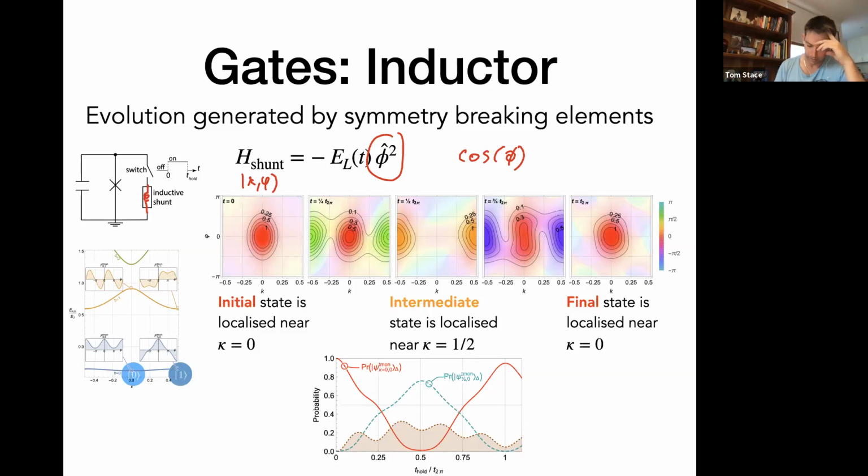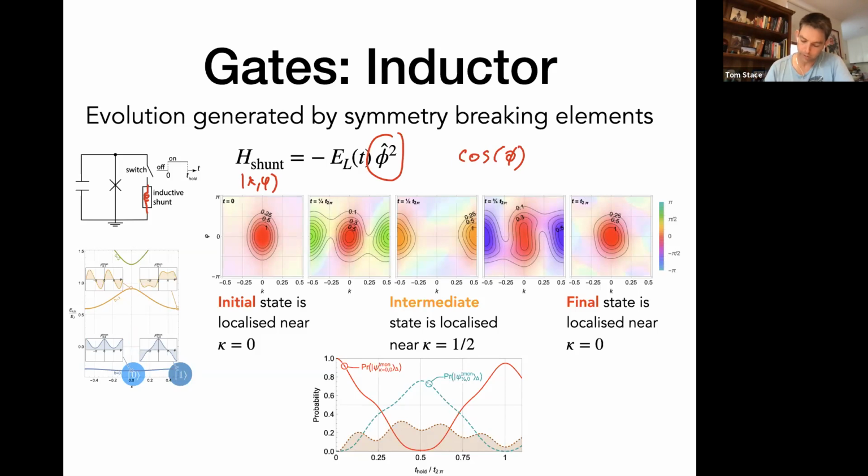Let me very briefly say, I want to initialize the system in a state that's localized around k equals 0. That's this ground state down here. And I'm going to switch an inductor across that transmon for varying periods of time. I'm going to denominate that hold time in units of a quantity T2 pi, which is roughly this energy scale here.